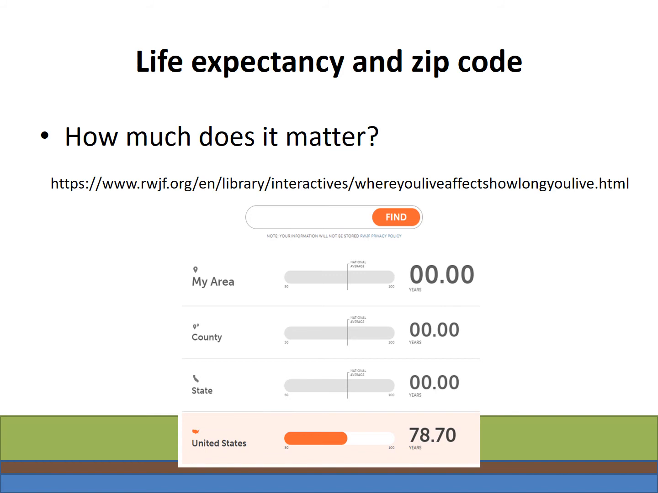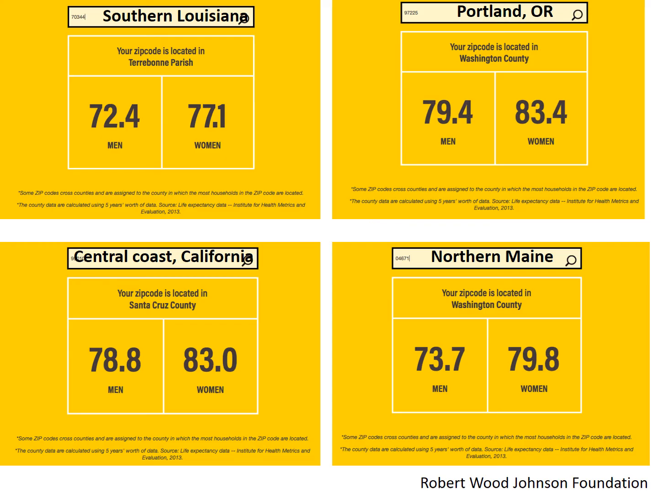If you go to the Robert Wood Johnson Foundation, they have a beautiful interactive related to this where you can look at your own region. Let's just look at a few of them. If we're looking at Cancer Alley, for example, this is Southern Louisiana versus Portland versus the Central Coast in California versus Northern Maine. You can see that generally we're in the 70s and 80s by and large. You'll see differences between men and women. There are sometimes going to be differential exposures there.